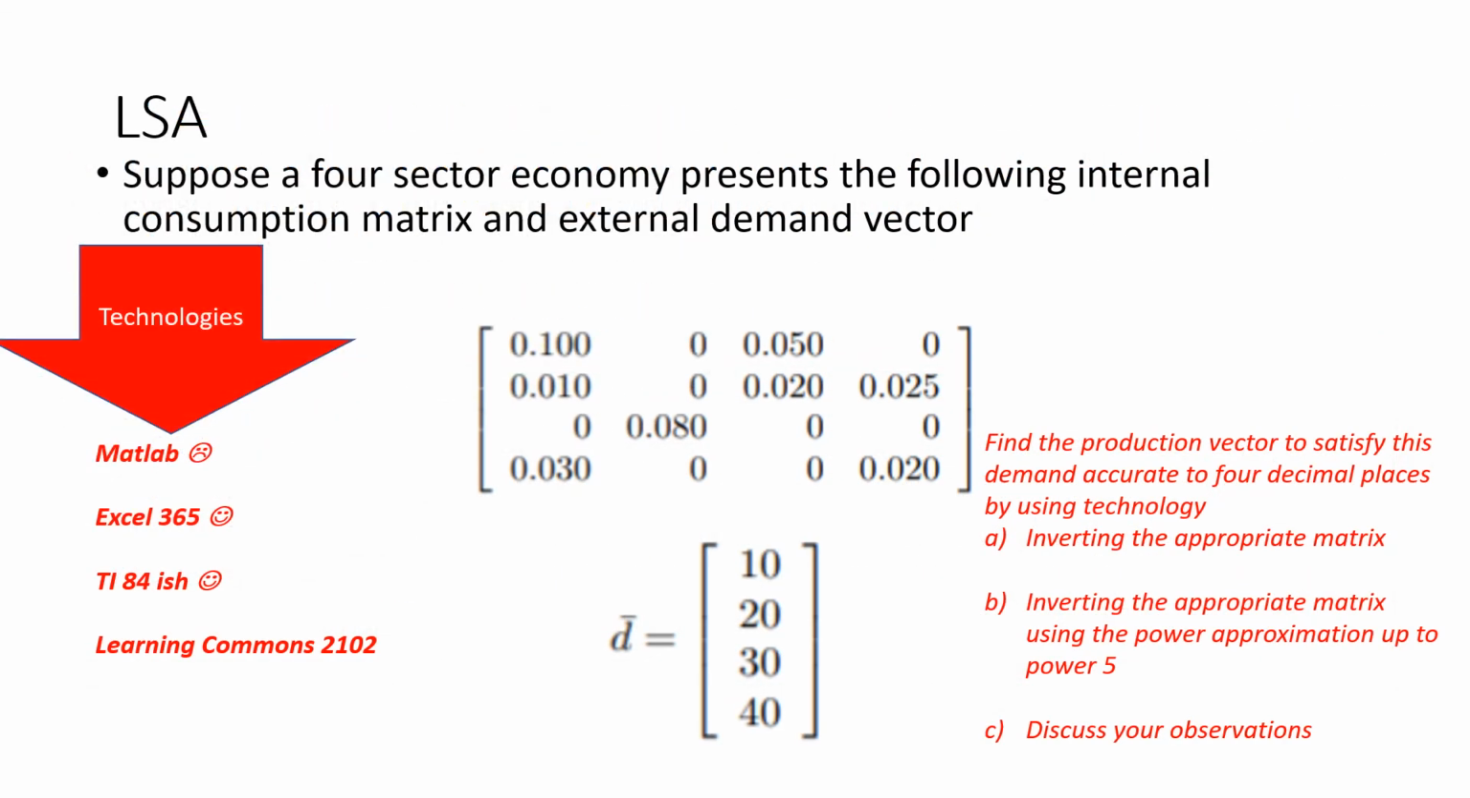Okay, now having discussed all that, let's go back and restate the problem. So suppose a 4-sector economy, you've got it here. So there is the consumption matrix, here's your demand matrix, and you want to, first of all, invert this matrix using some of these technologies. Then you want to compute the power matrices up to power 5, add them together, and use that as the approximation and see what happens. So you do A, you do B, and then you do an essay question discussing your observations.